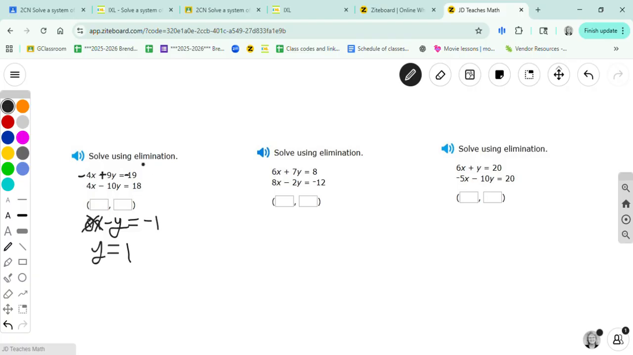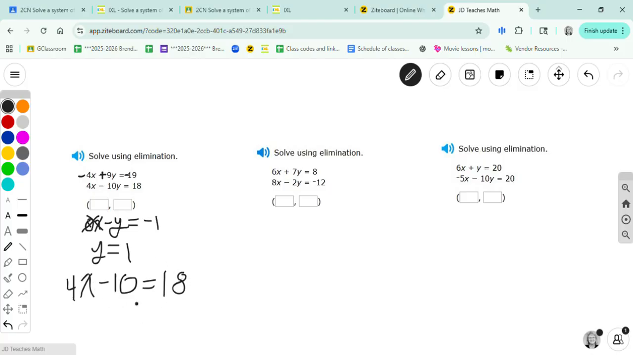So if y is equal to 1, what is x going to be? Well, let's plug that into our equation. I'm going to use this bottom one here. I got 4x minus 10 times 1, which is 10, equals 18.